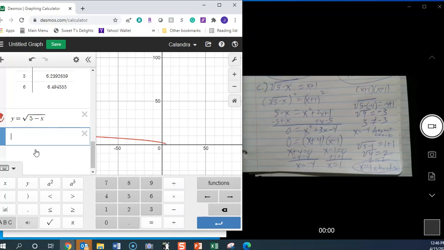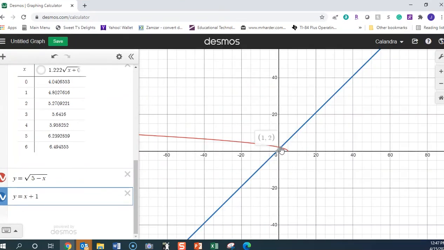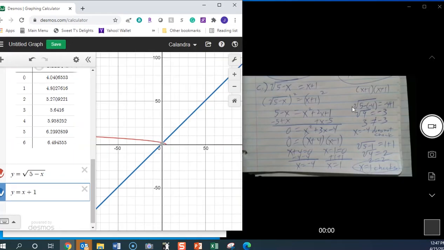So that's one graph. Now we would do y equals x plus 1, and here's the other graph. If you look here at their intersection point, they only intersect at 1. So we just proved that graphically, and I can expand it out so you can see it fully. They only intersect when x is 1. They do not intersect when x is -4. Okay, so now that took care of C.